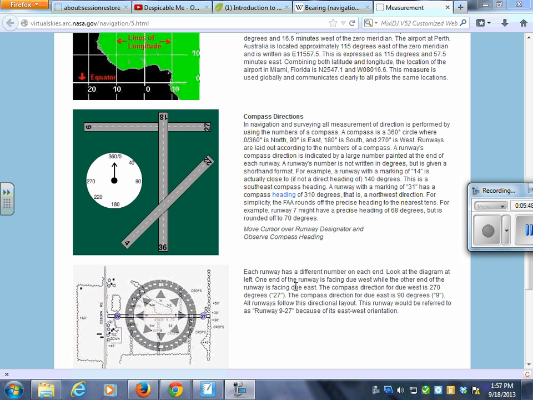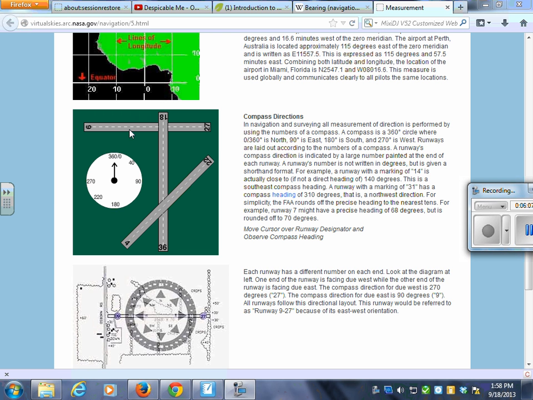Each runway has a different number on each end. Look at the diagram on the left. One end of the runway is facing due west, while the other end is facing due east, right here. See? The compass direction for due east is 90, or 9. All runway directions follow this directional layout. The runway would be referred to as runway 9-27 because of its east-west orientation.